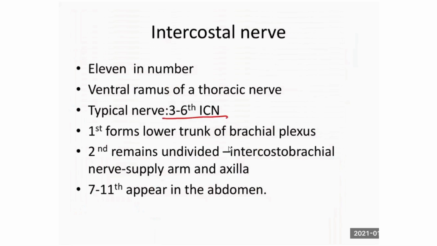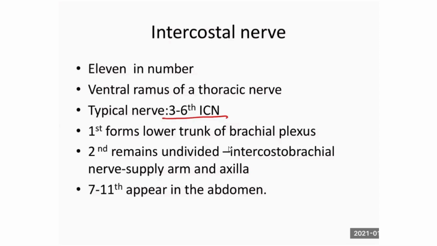3 to 6 are typical intercostal. There are 11 intercostal spaces. We have 11 nerves, of which 3 to 6 are typical because they supply only the thorax. T1 is going to the brachial plexus, right? T2 is coming to the arm along with the axilla.